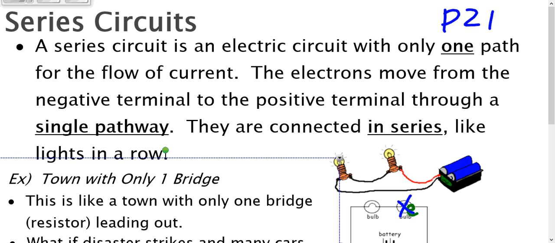So series circuits are circuits with only one path for the current to flow. The electrons move from the negative end to the positive end through a single pathway. So they're connected in series, like lights in a row.